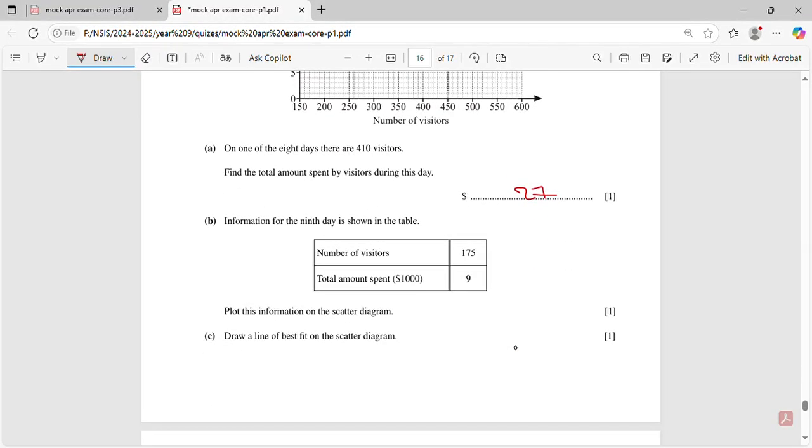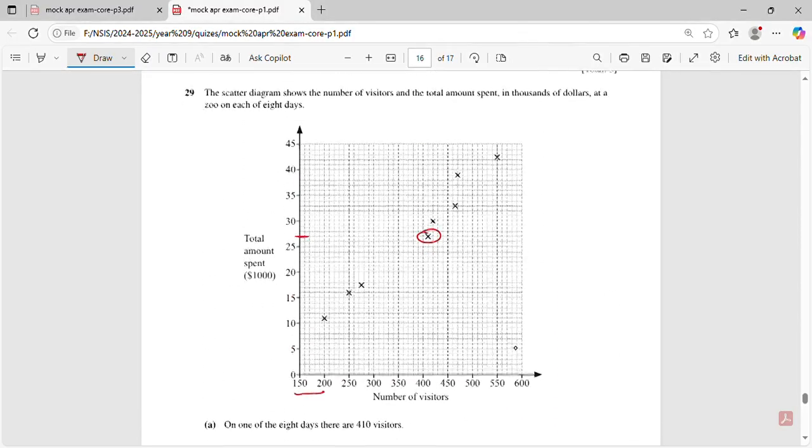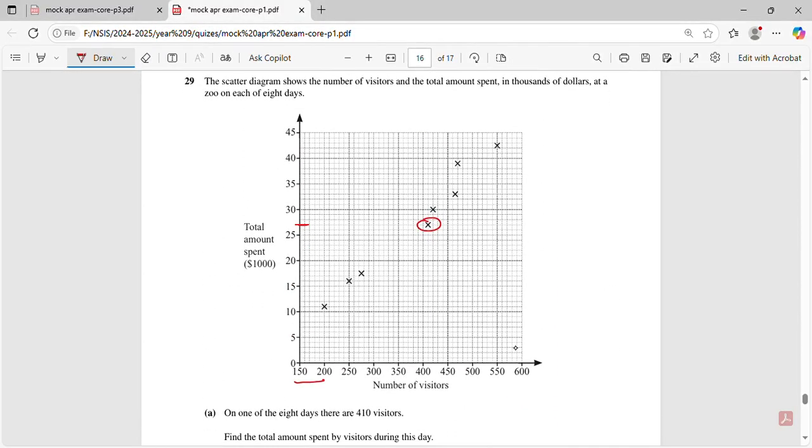Now he said that I have to plot this point. 175 and 9. So 175, as long as this is considered as 50, and there are 5 parts, each part is 10. He said 175 will be between 170 and 180, and the 9 will be in this position, by the way.